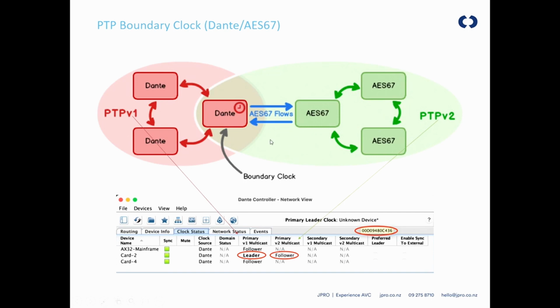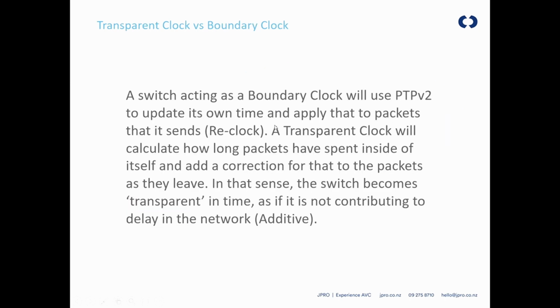So at this stage, we understand that the boundary clock can be used to go from PTP v1 to PTP v2, but it also gets used for moving clocking systems between. It reclocks the system. And this is where we move into the next part. So transparent clock versus boundary clock. A boundary clock, the switch acting as a boundary clock, will use PTP v2 to update its own time and apply that to the packets that it sends.